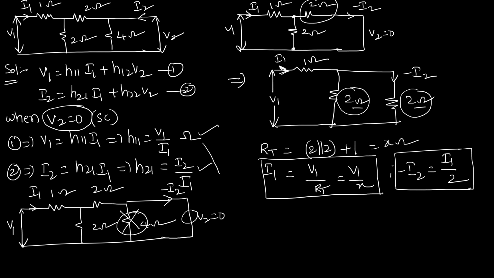Now go for the parameters. Now H11. H11 is what? V1 by I1. So what is V1? Don't write anything, keep V1 as it is. What is I1? Look at this expression.